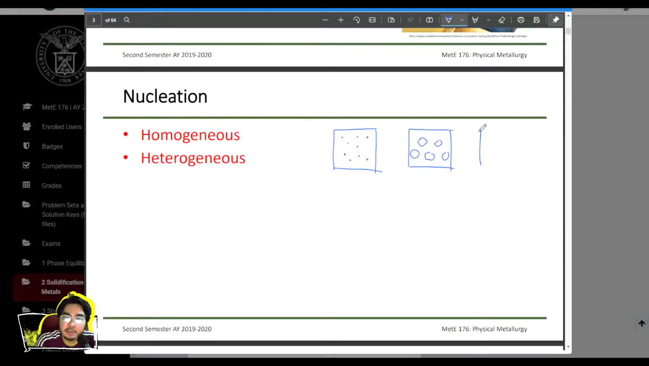Tapos eventually it will grow to a large enough size such that magmi-meet sila with the boundaries of the growing grains. So in this sense, grains na sila, no? So magiging ganyan siya. So from here, nuclei pa lang, they grow into large enough grains. Tapos yung grains natin eventually, they will finalize the solidification process until all the remaining liquid has precipitated or has recrystallized into the final microstructure, no? So parang ganun yung pattern niya.